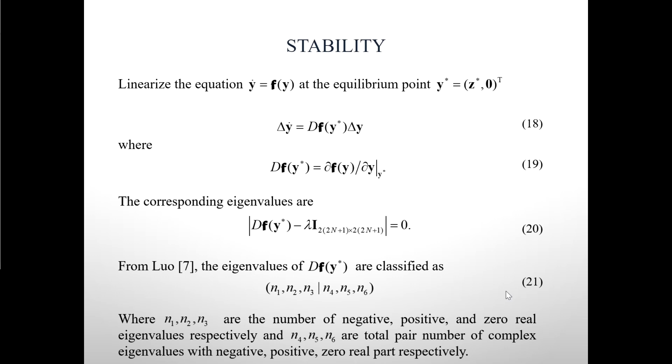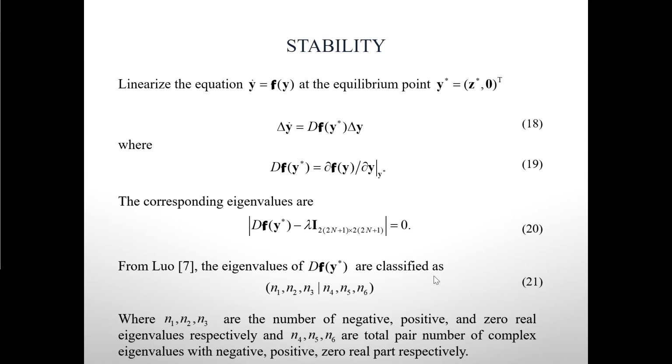Once we obtain the solution, we can linearize the equation y dot equals f(y) at the equilibrium point y star equals z star, 0. Delta y dot equals Df(y star) multiplied by delta y, where Df(y star) equals partial f partial y at the equilibrium point y star. The corresponding eigenvalues of the Df matrix can be used to determine the stability of the system.